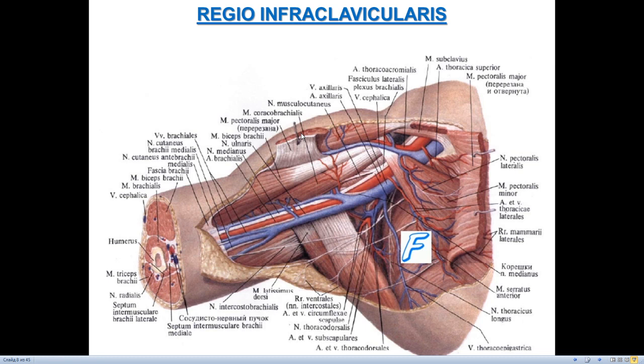Proper fascia, proper thoracic fascia, fascia pectoralis, contains two layers, superficial and deep. They cover the pectoralis major muscle and form for it a special vagina.